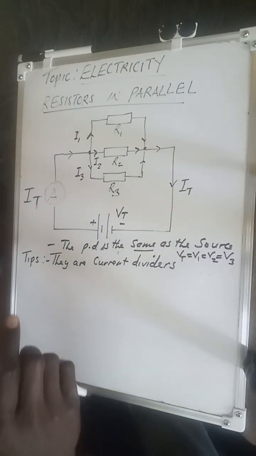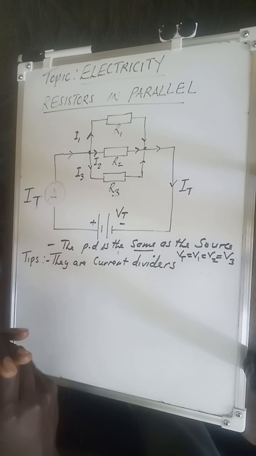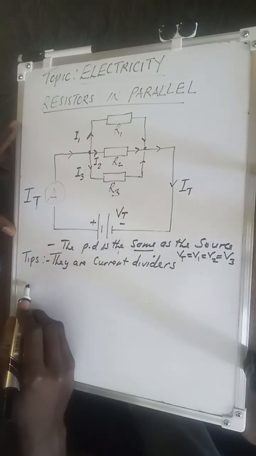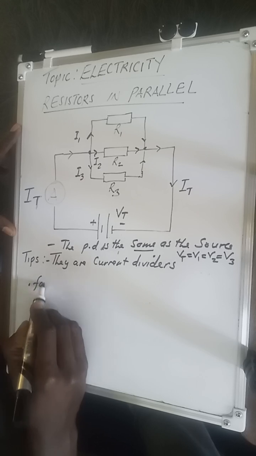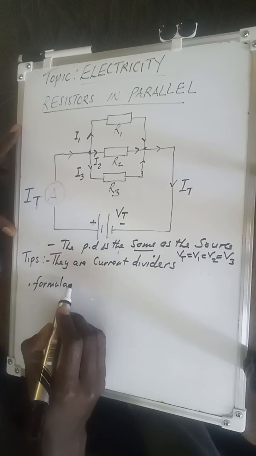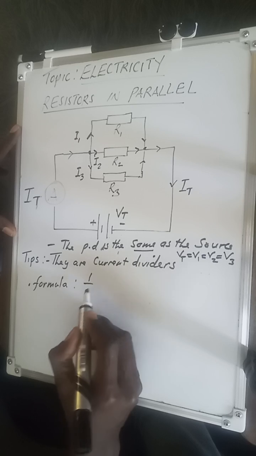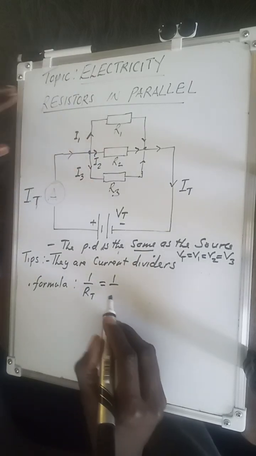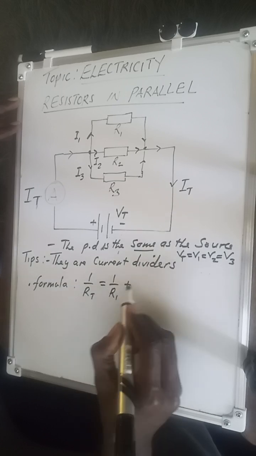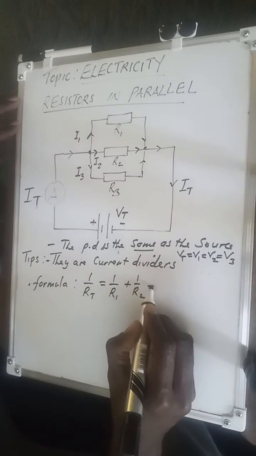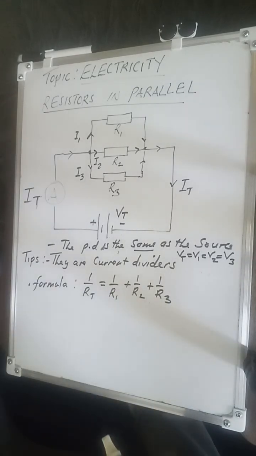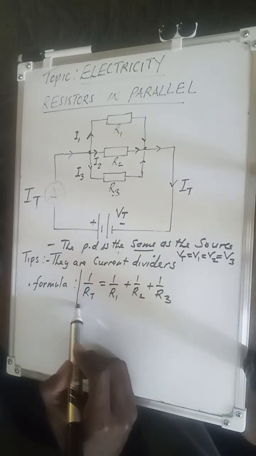Right, so like we said in my previous video, you still remember that if you have resistors arranged in parallel, the formula that you can apply for finding the total resistance is 1 over R total, which is equal to 1 over R1 plus 1 over R2 plus 1 over R3, since we have 3 resistors. So this is the formula that you can apply.